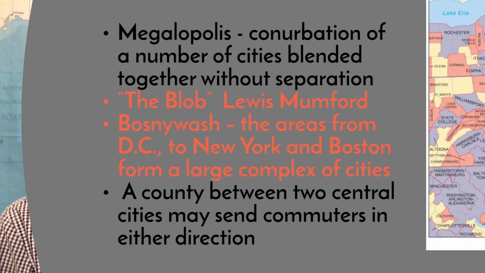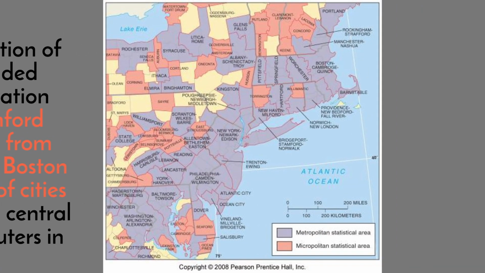A county between two central cities may send commuters in either direction. So you might have some neighborhoods in Philadelphia and New York suburbs where some people work in Philly and some people work in New York, and that makes sense because it's between the two. If you look from Richmond, Virginia on the southwest part of the map, all the way up to Portland, Maine, that is a part of one megalopolis. That is Bosnia-Wash, and it includes Philadelphia, Boston, New York, Hartford, Connecticut, Washington, D.C., and many of the cities in New Jersey. It's amazing how far the spread is where we see these overlapping suburbs.